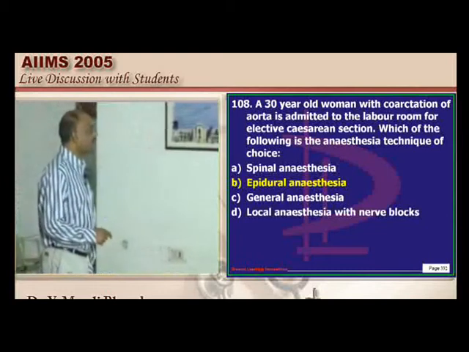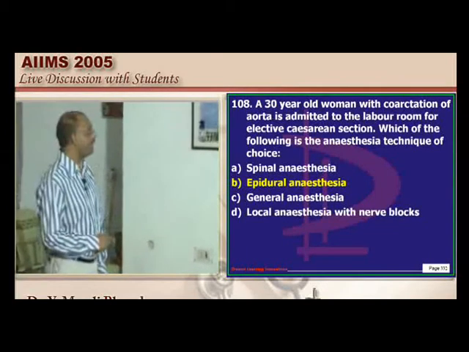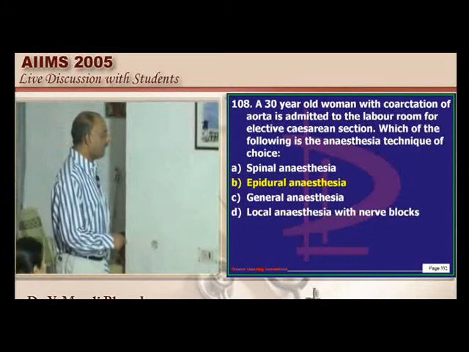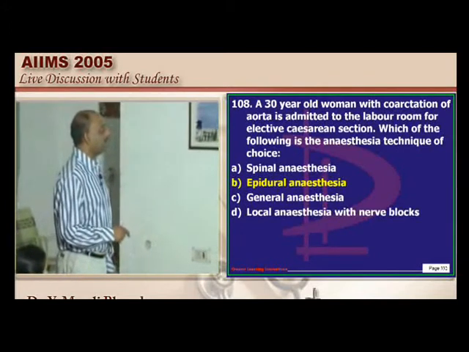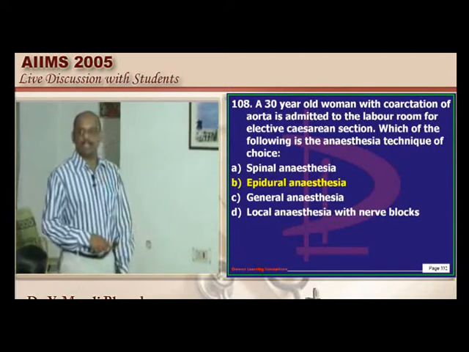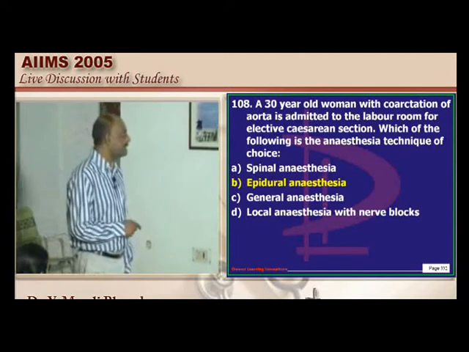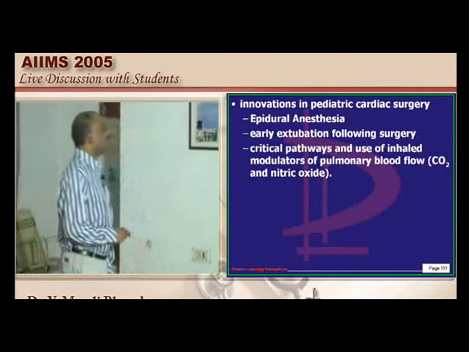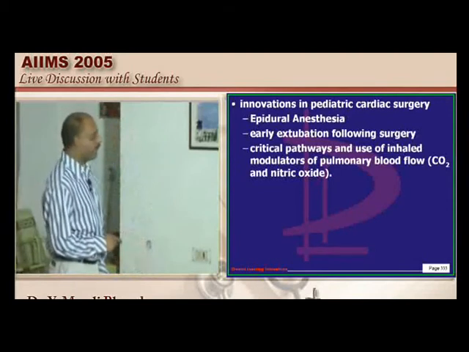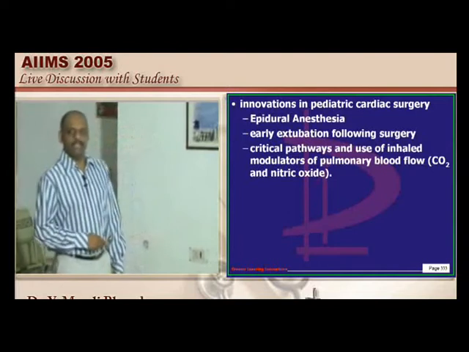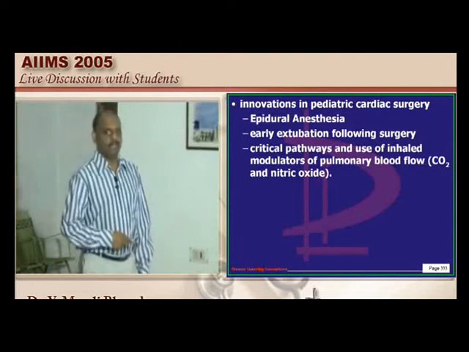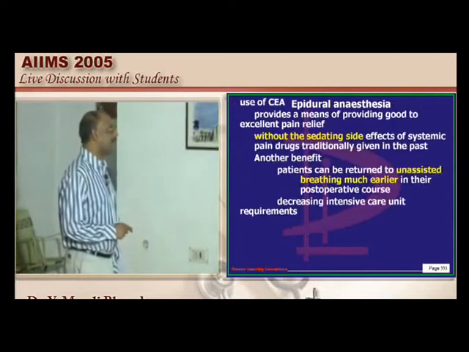A 30-year-old woman with coarctation of aorta is admitted for cesarean. What do you want to do? Do you want to give spinal or general or epidural? So nowadays, with the pediatric cardiac surgery protocols, it is all painless surgery, right? So epidural anesthesia, early extubation following surgery, and modulators of the pulmonary blood flow are all the modern practices of anesthesia.